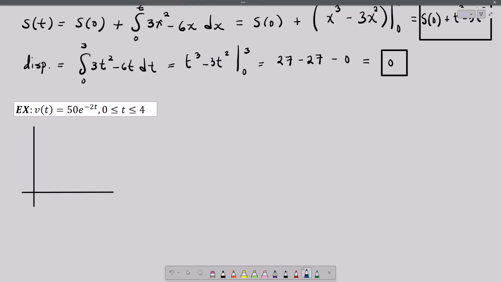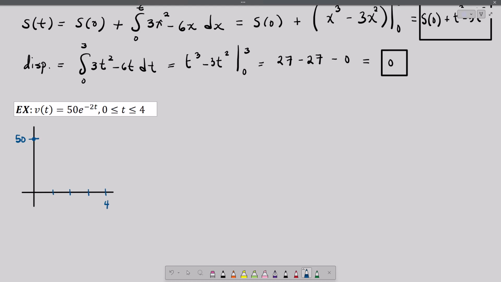And there is an intercept. When we plug in t equals 0, what do we get for our intercept? 50. Right? e to the 0 is 1. 1 times 50 is 50, so that's our v-intercept. And I'm just going to put a dot there because we're going 0 to 4. And this is obviously not to scale.